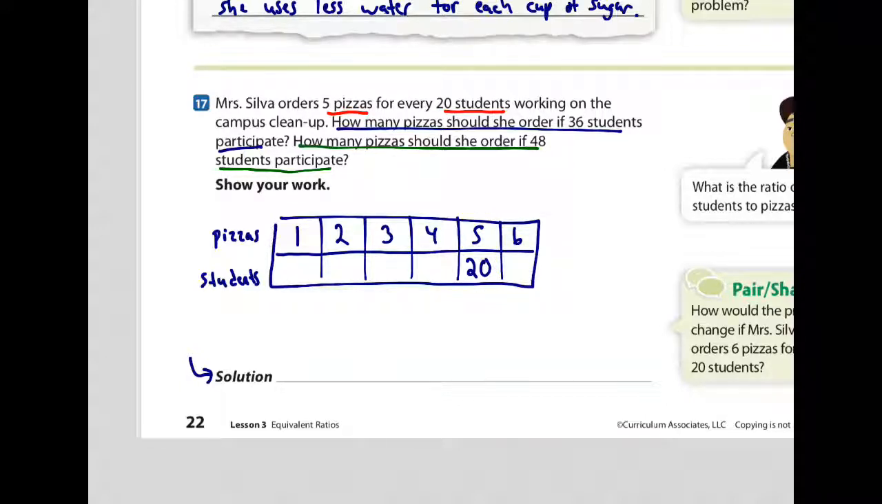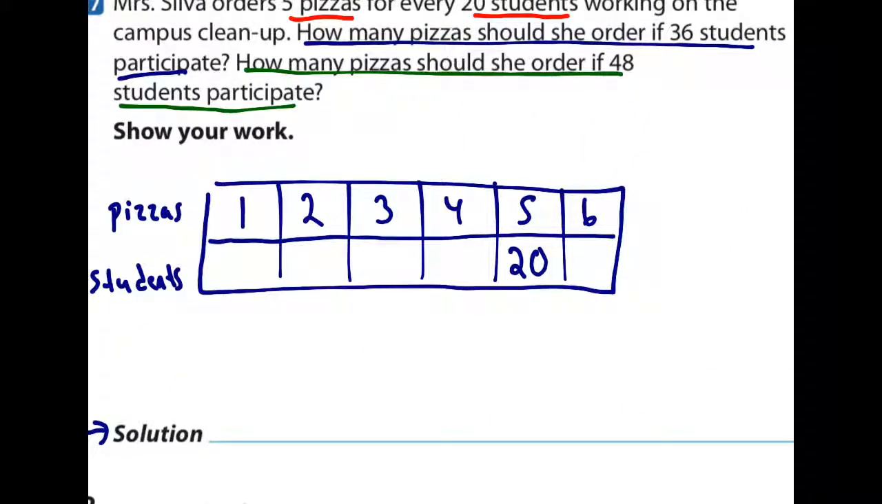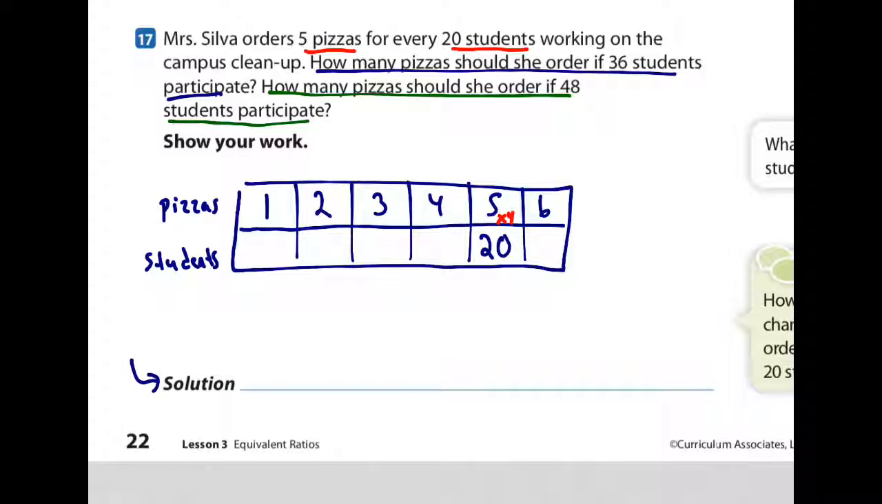Now I'm going to figure out the relationship between pizzas and students here. So I know to go from 5 to 20, the rule is times 4. Right? Because 5 times 4 is 20. So if I multiply the number of pizzas by 4, I'll get the students. So I'm just going to start by doing that. So 1 times 4 is 4, 2 times 4 is 8, 3 times 4 is 12, 4 times 4 is 16, 6 times 4 is 24. So my table's filled in.